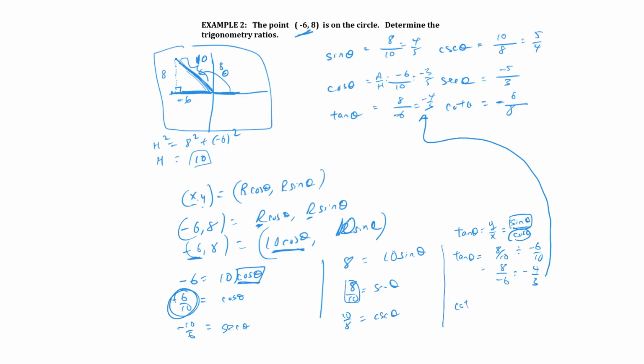And then cotangent would just be the reciprocal of that. So there are several ways. You just have to pick the one that suits you best.